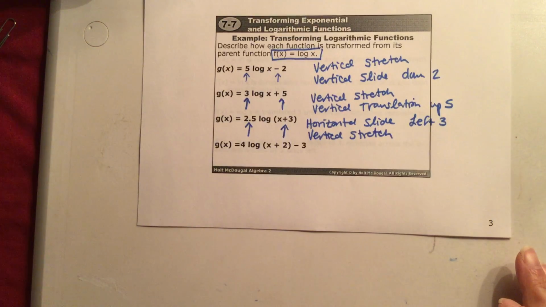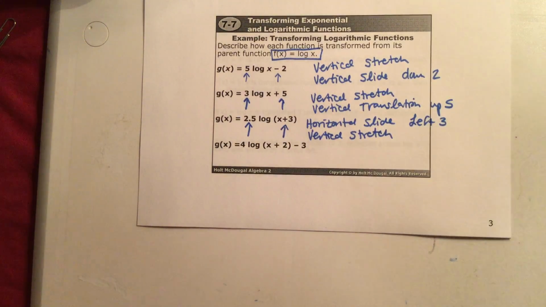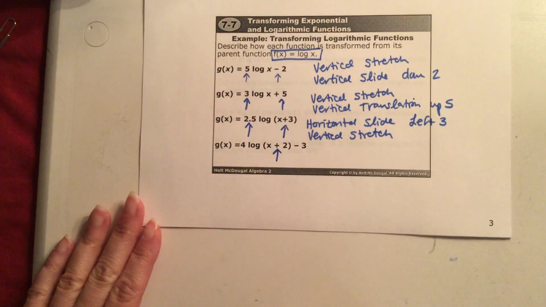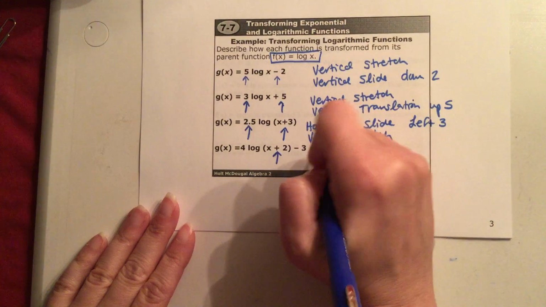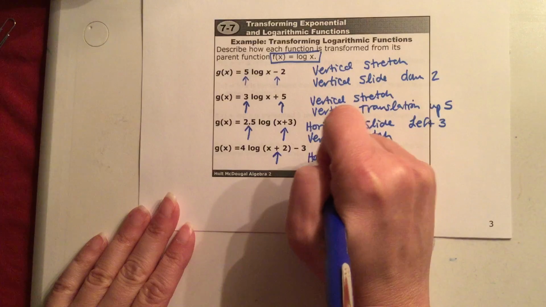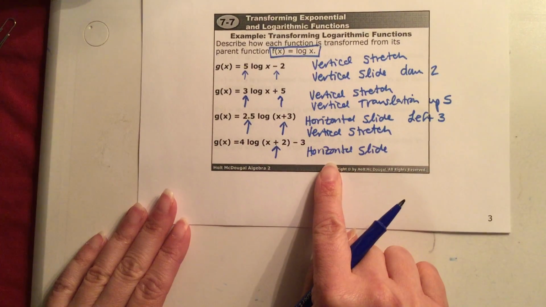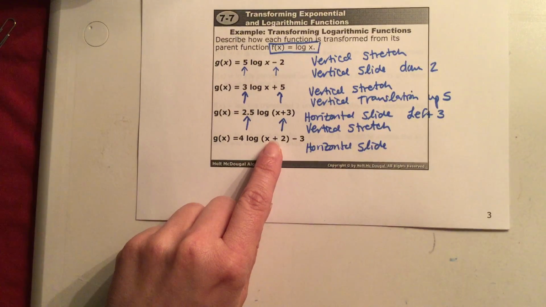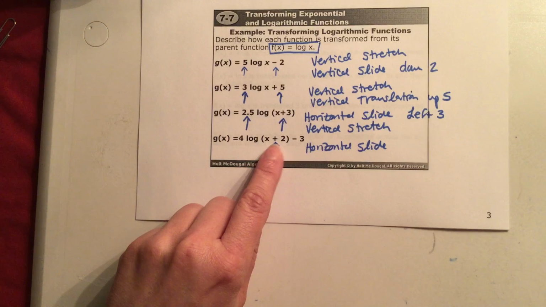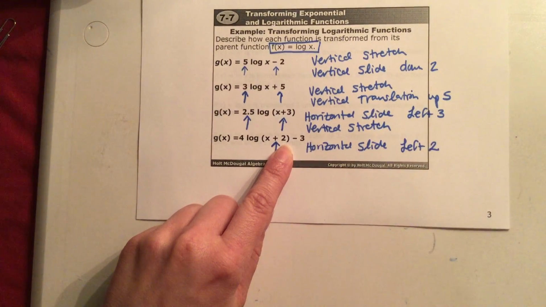Last example that has a log. Then we're going to look at a natural log. So again, if I was focusing on the order, parentheses always come first. So it's adding in parentheses, so that is a horizontal slide. Horizontal lines run left and right, so it has to be either left or right. This is a plus. That means I filled a negative value in, so I actually went to the left 2.